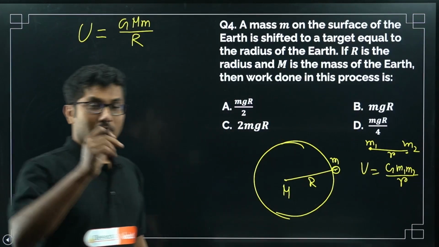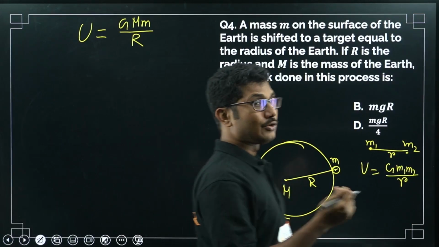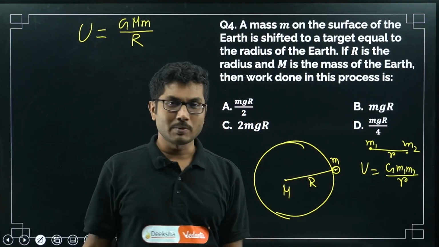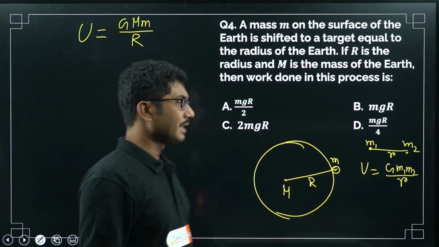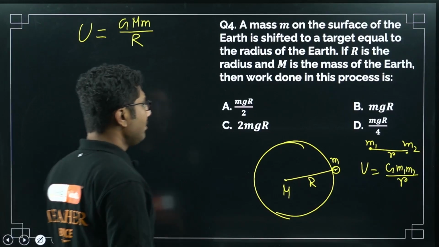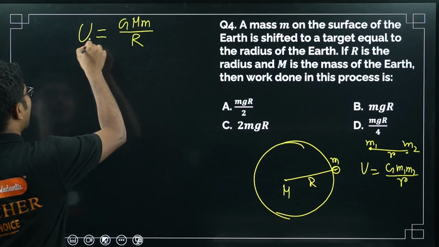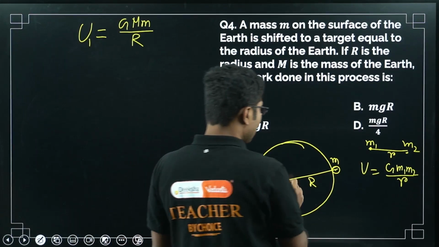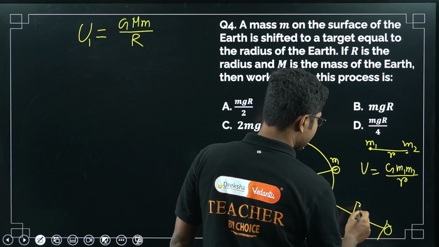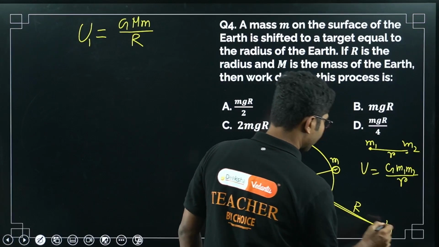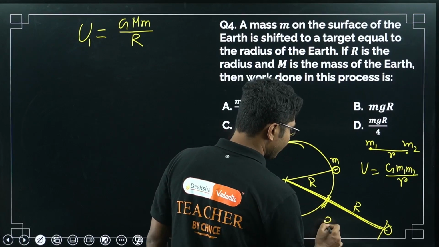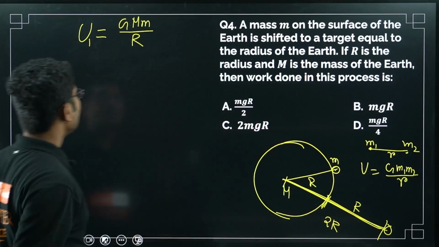Similar to electric potential, if you remember, K q1 q2 by r, it is also G m1 m2 by r. There is a negative sign, but for the time being we don't need it, we can just consider the magnitude. This is at the beginning, this is U1. Now if you take it to a distance of another r, the new distance will be 2r. That's it, very simple.